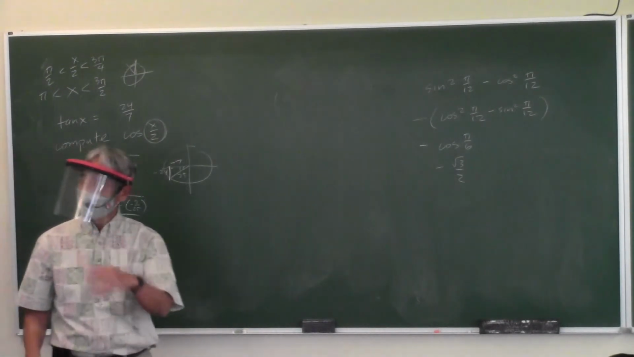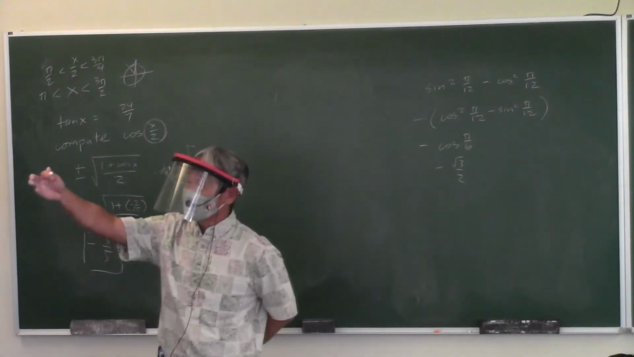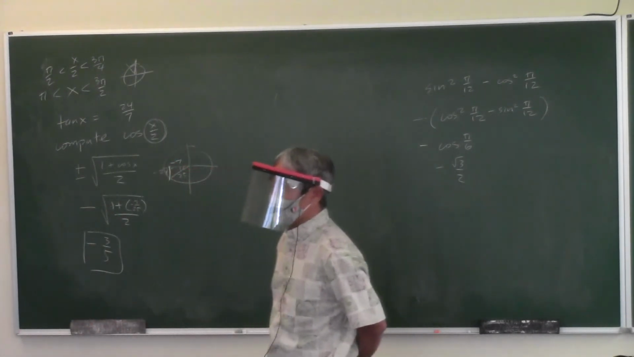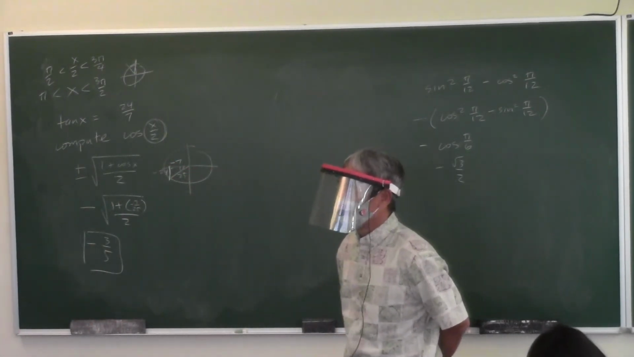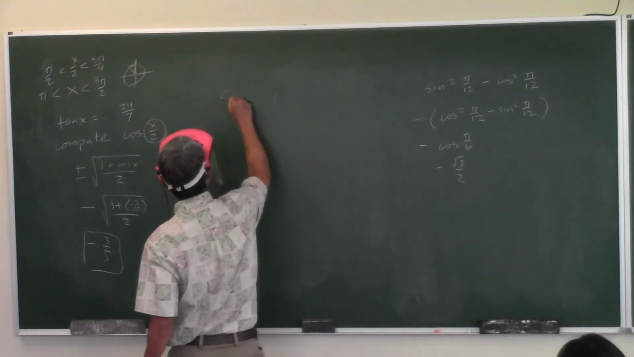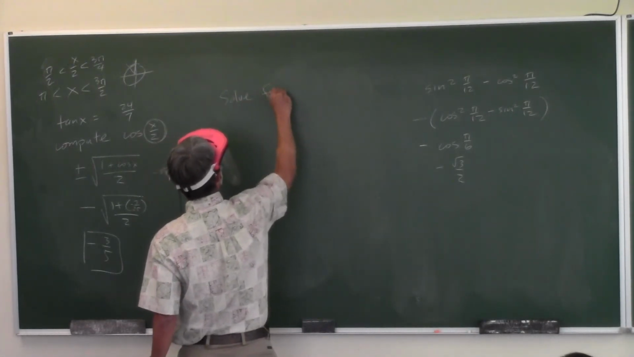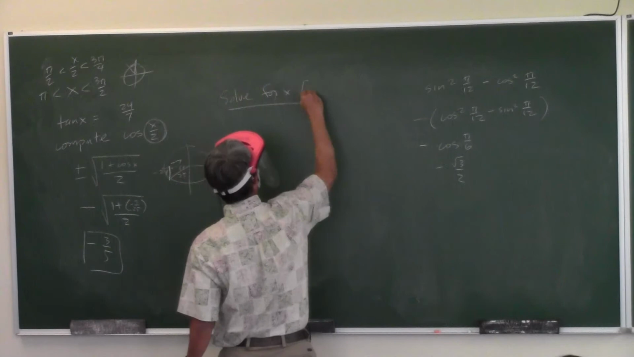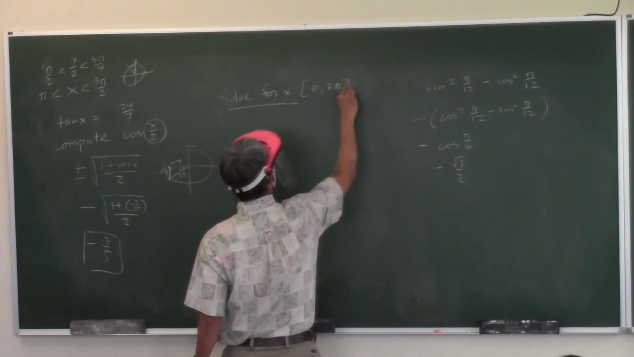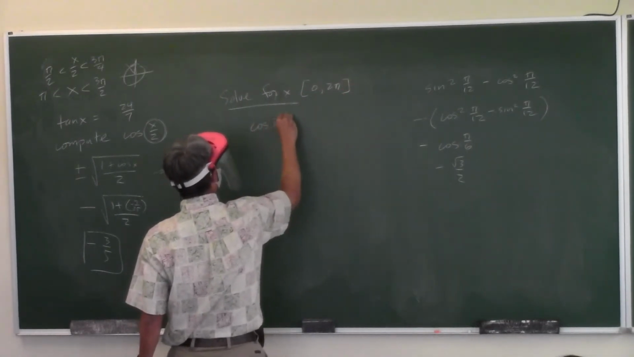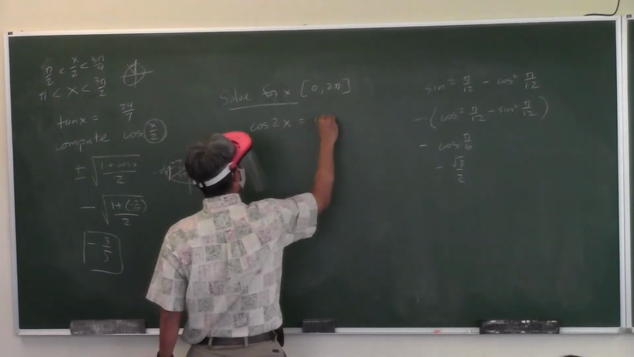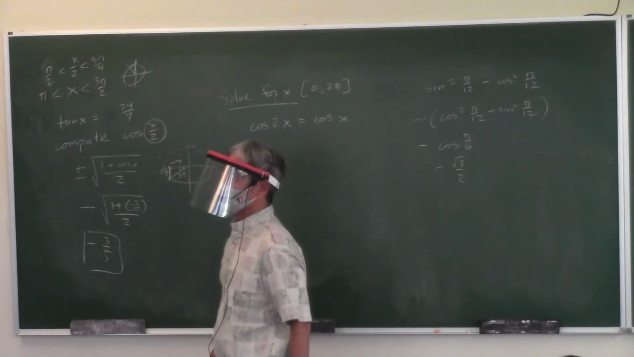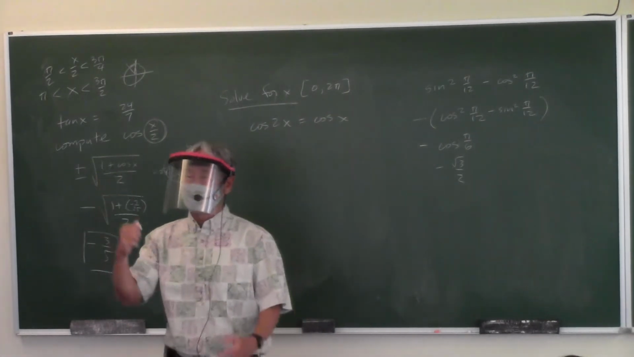Okay, what's another problem that'll come up? Let's see. Oh, solving equations. Okay, let me do one that's not on there. Okay, here we go. Solve for x, and only between 0 and 2 pi, yeah? Cosine 2x equal cosine x. I believe that's not up there. Yep, okay. What do I do?